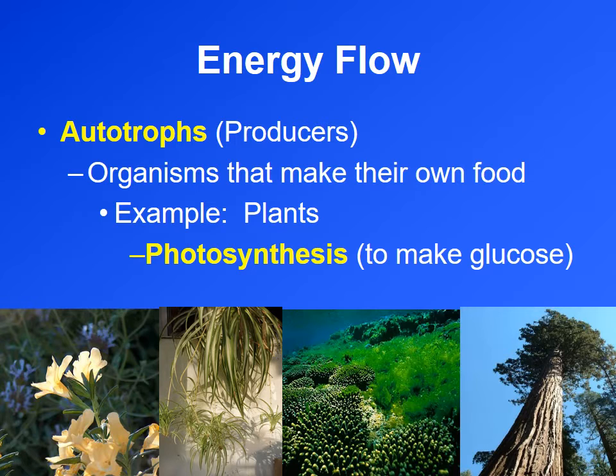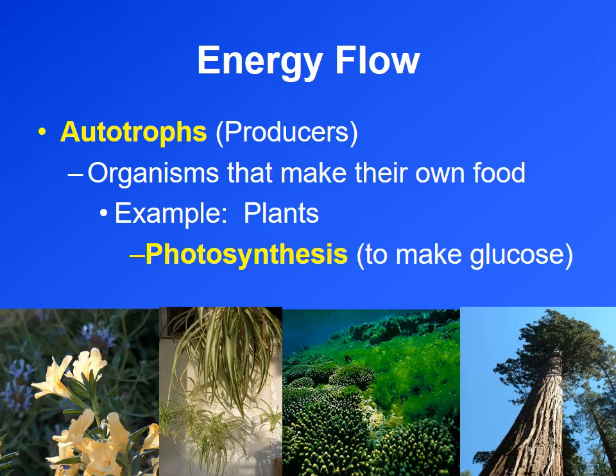Now we're going to look at how does energy flow from one organism to another. Well, first of all, we got to start off with energy, and that's where we look at the autotrophs. Autotrophs are also called producers because they produce energy. Basically, they take solar energy and convert it to chemical energy. So they take the sunlight and they make food. Particularly, we're going to be talking about glucose in a later lesson.